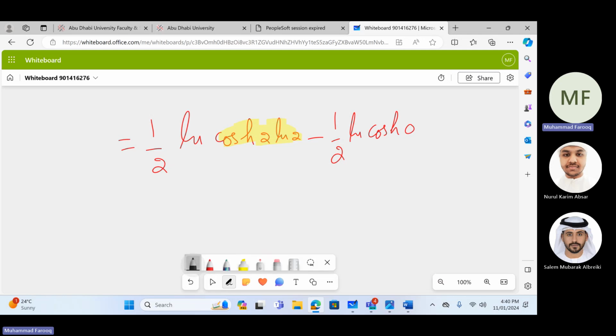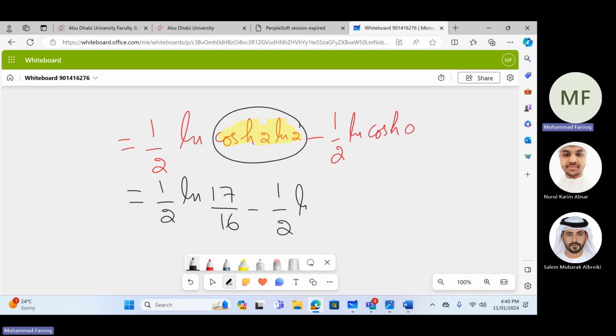And for 0, it is 1 by 2, then ln, right? I just want to know only the answer of this part. Or do you also apply ln? Can you check others, please? What is the answer? 17 over 8? Very nice. Minus 1 by 2, and then what is cosine hyperbolic of 0? 1 over 2.